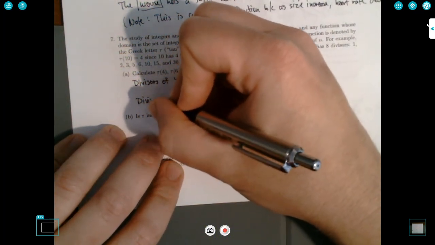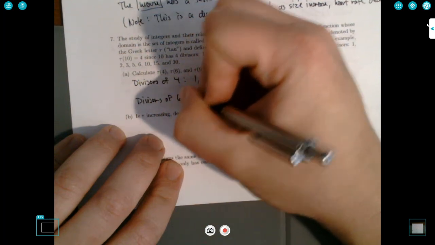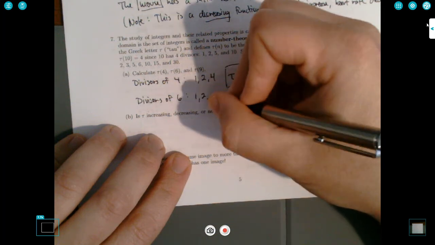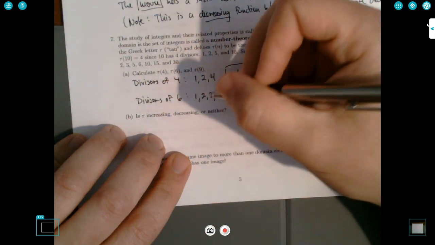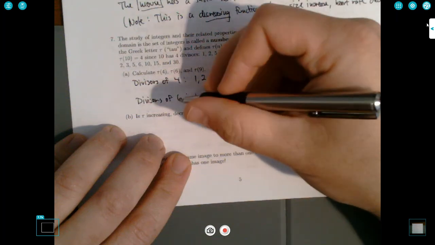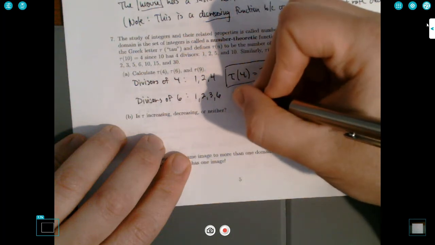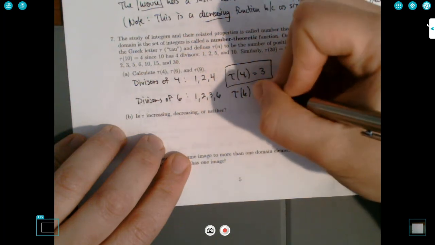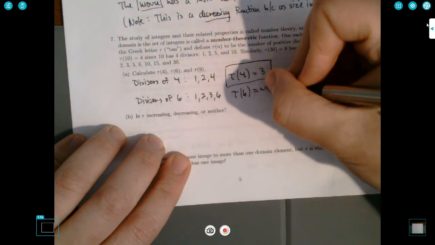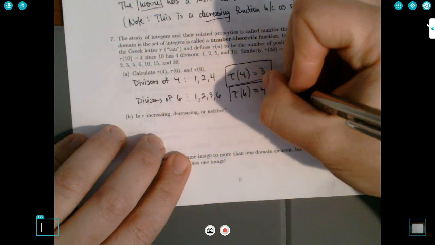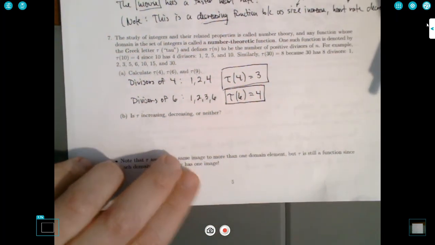Divisors of 6. 1 goes into 6. 2 goes into 6 3 times. 3 goes into 6 twice. And then 4 doesn't go into 6. 5 doesn't go into 6. But 6 goes into 6. So tau of 6 equals 4, because there are 1, 2, 3, 4 divisors of 6. Okay? See if you can do 9. Give the video a pause and see if you can figure out tau of 9.